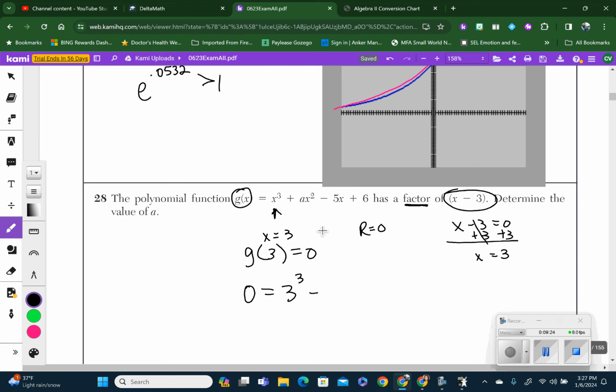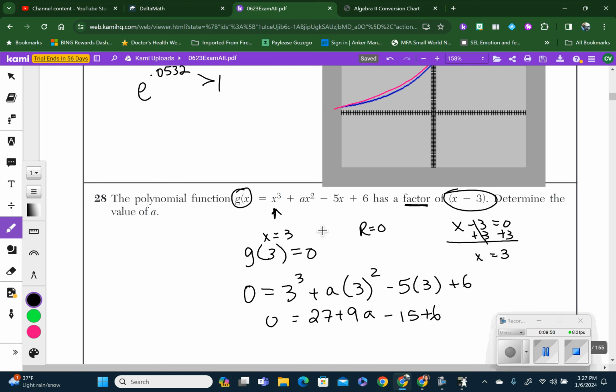So 3 to the third power plus, I don't know what a is, but I know that my x is 3, minus 5 times 3 plus 6. So I'm looking for a here. So this is minus 15 plus 6 here. 3 to the second power is 9a, and then this is 27. So this is all equal to 0.